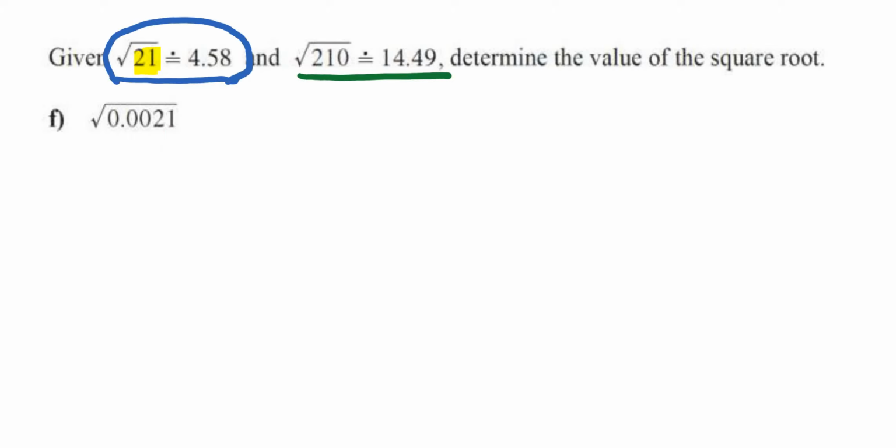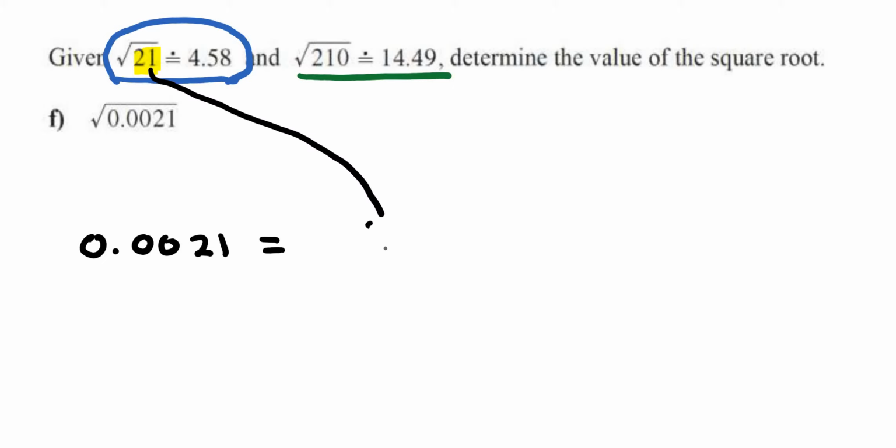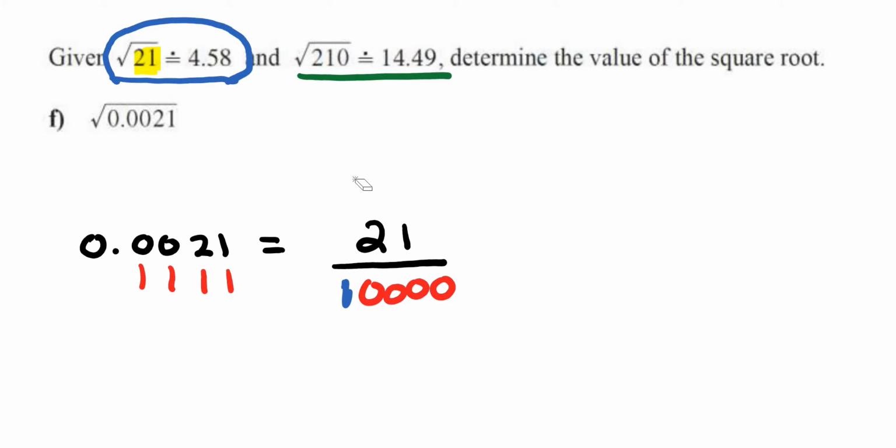After that, we're going to take 0.0021, and I want to write that as a fraction. Since I'm using the square root of 21, let's take this 21 and put that on the numerator. Then we want to change 21 back into 0.0021. Since you have 4 decimal places here, you better have 4 zeros, and then let's put a 1 there. So 21 divided by 10,000 is 0.0021.